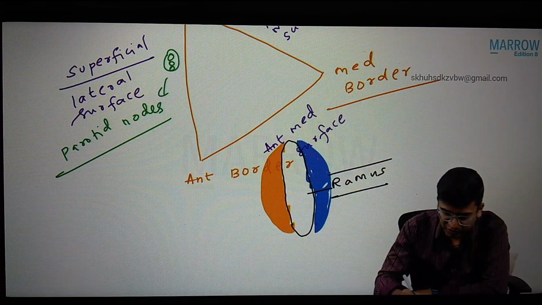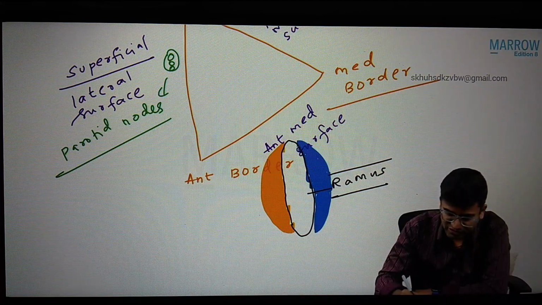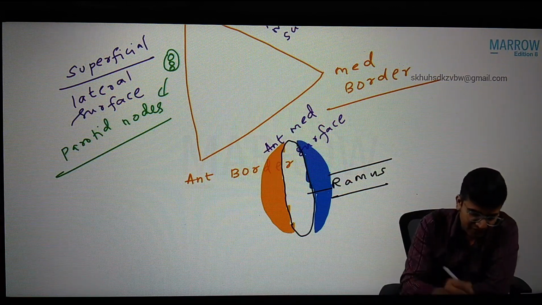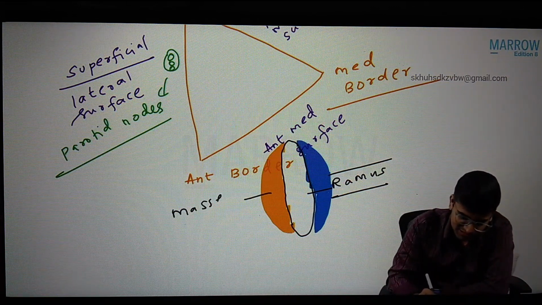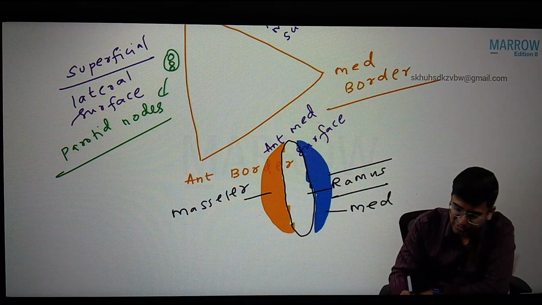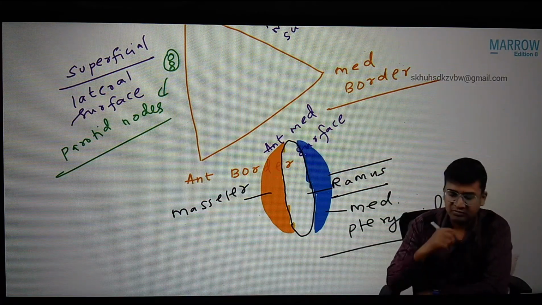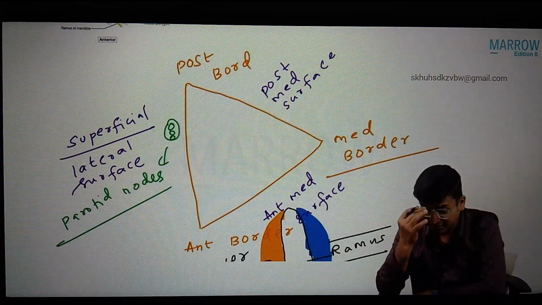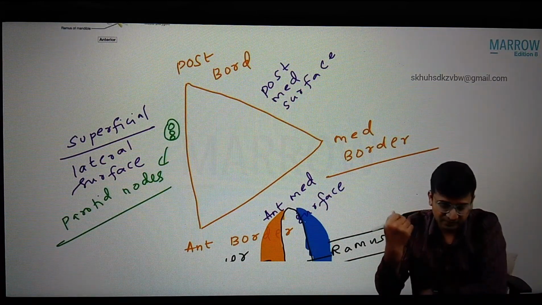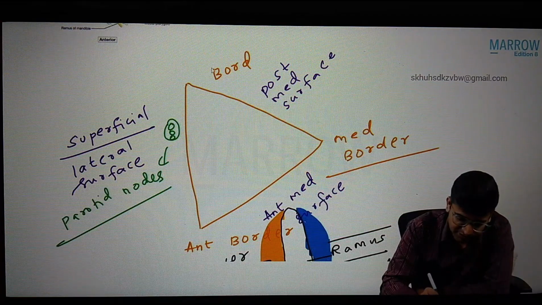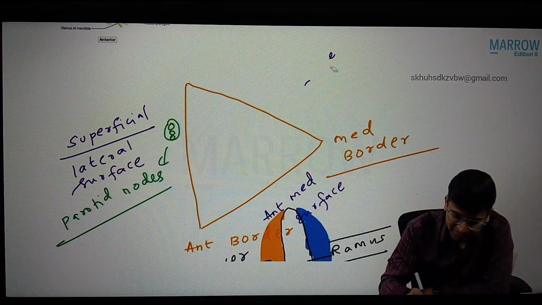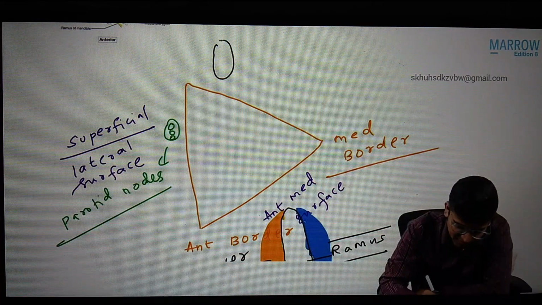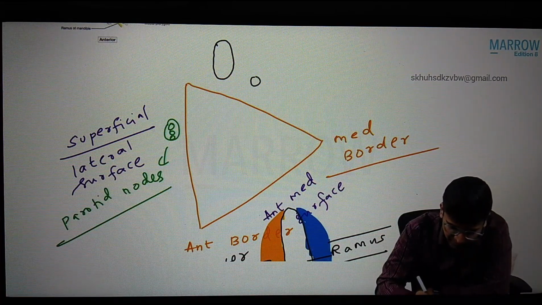So the anteromedial surface is grooved by the ramus of mandible and is related to two muscles. This is masseter and this is medial pterygoid muscle. Now what about the posteromedial surface? In the posteromedial surface we have the mastoid process and the styloid process, mastoid process like this and the styloid process like this.